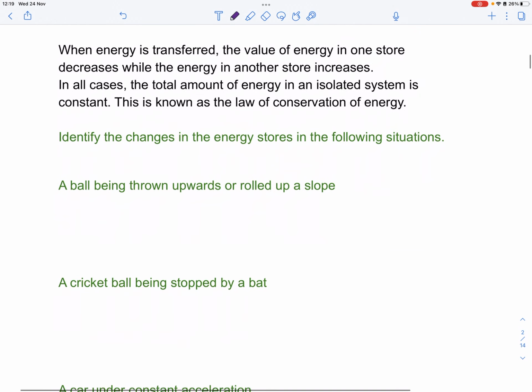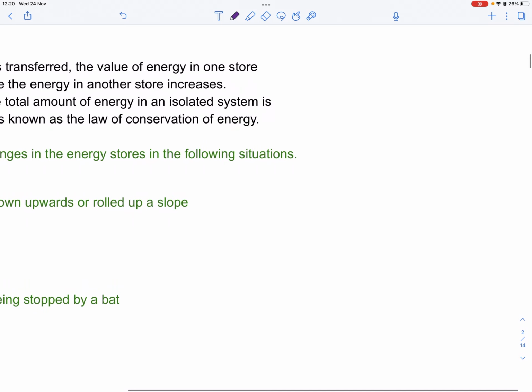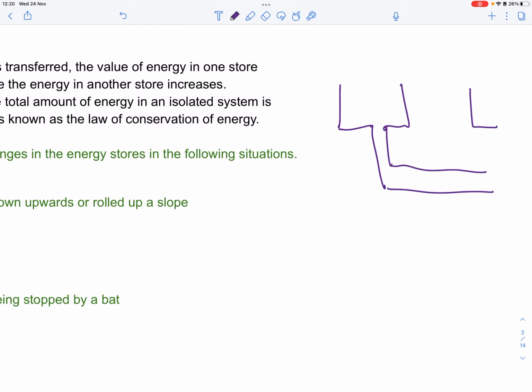Okay, so let's have a little think about the concept of that. Here is an analogy. I'm going to have two different reservoirs, and they're going to be filled with water. One of them is filled with water to that level, and one of them is filled with water to that level. And there's a pump, and the pump can pump in either direction.